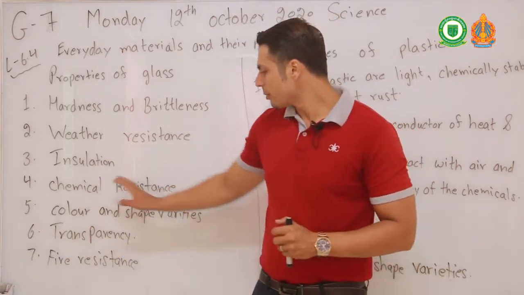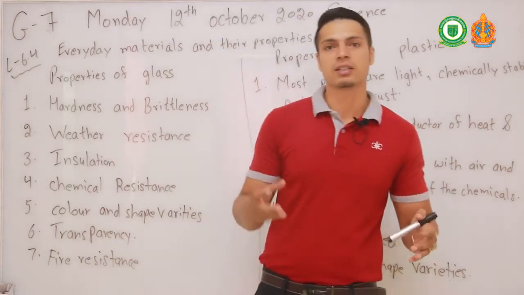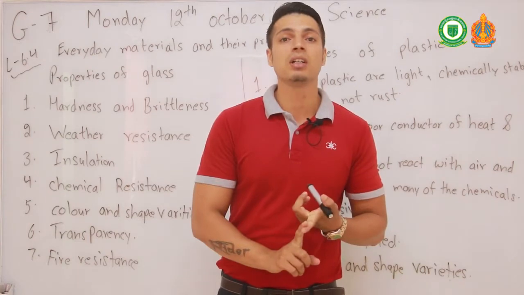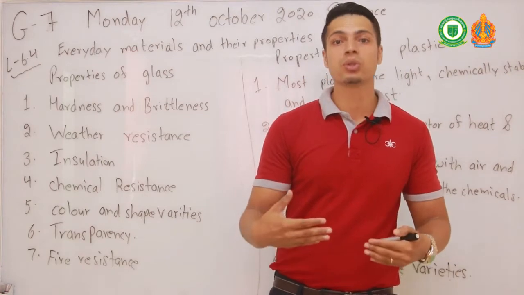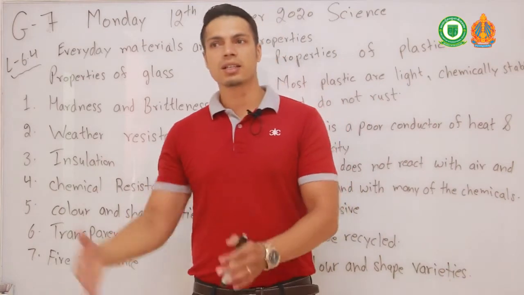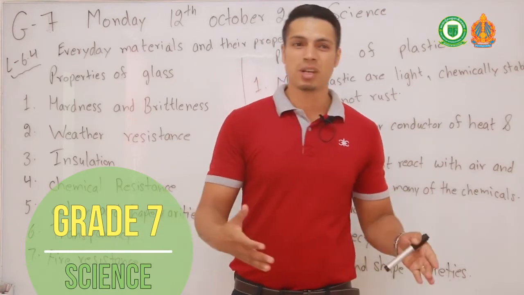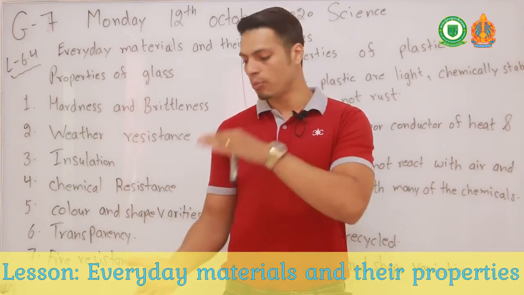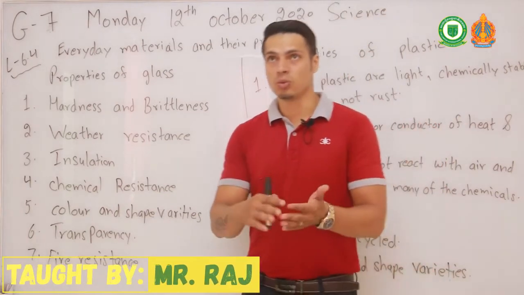Insulation, chemical resistance, okay, it is chemical resistant, that's why it is used for jars or food containers, because it does not react with water and with many of the chemicals, okay, so that's why it is used for food. It is safe to use for food storage, okay. Color and shape varieties, okay, so glass can be colored, and it can be melted and then made into any shapes, okay, so you can make a bottle shape, container, okay, so it can be shaped into many types, okay.